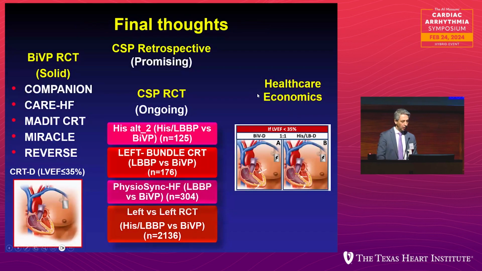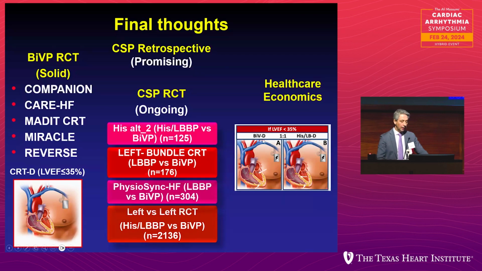So final thoughts, for ejection fraction less than 35%, we have very solid data for biventricular pacing. There are small clinical trials, so we don't know the outcomes, but the retrospective data certainly looks very promising. There are a number of ongoing trials that will hopefully give us an idea on relative effectiveness of the two pacing therapies. And then there is certainly healthcare economics, which will determine where the needle will go, depending both on the efficacy, but also on the cost.